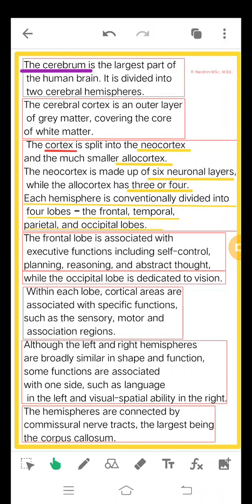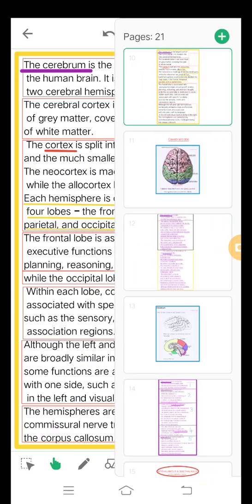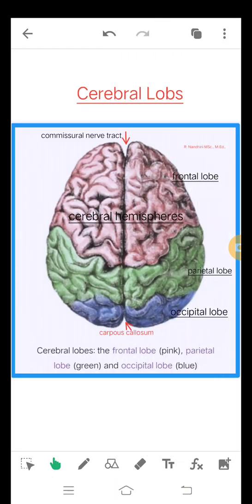Then the cerebrum. The cerebrum is the largest part of the human brain. It's divided into two cerebral hemispheres. See, these are the cerebral lobes. This is the right cerebral hemisphere and this is the left cerebral hemisphere. They are connected by commissure nerve tracts, and the major portion is connected by the corpus callosum.